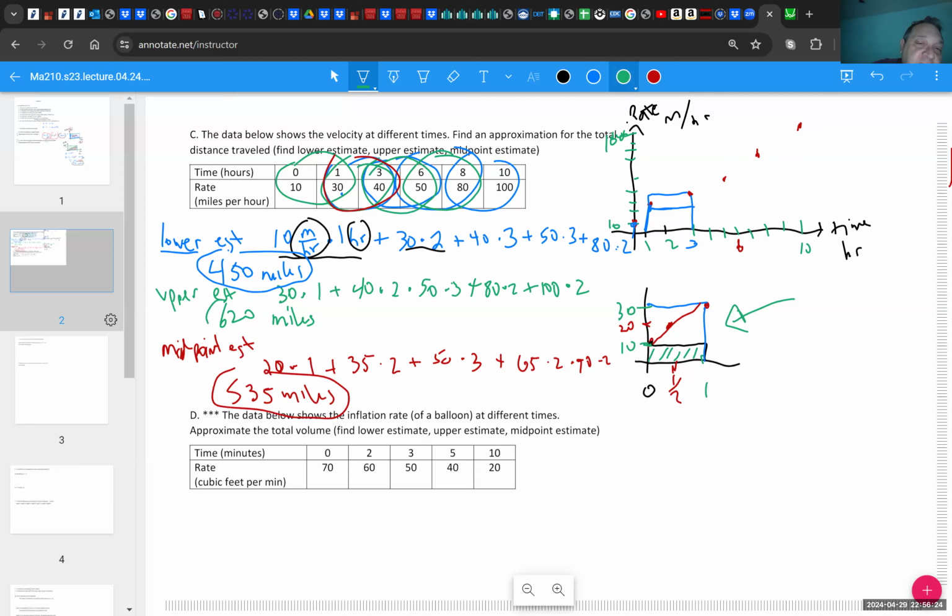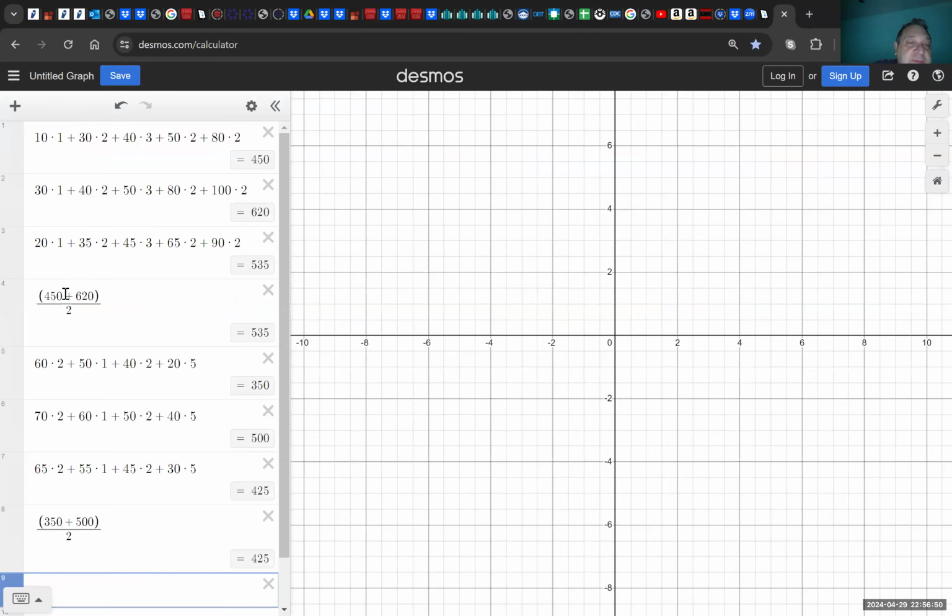And just for you to have a bigger picture, we are taking the middle of the two rates each time. So you would imagine that the middle is sort of like the average. And indeed, if you take the lower estimate and the upper estimate and average them together, you get the midpoint estimate. So I'll show you that over here on Desmos. Here's the lower estimate of 450. Here's the upper estimate of 620. I added up and divided by 2, and I got the same 535 that we got before in the midpoint. So that's an improved estimate by averaging together the upper estimate and the lower estimate.